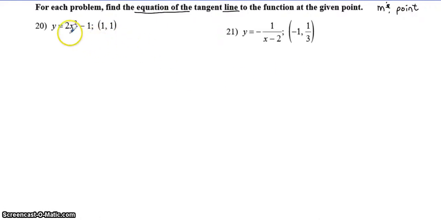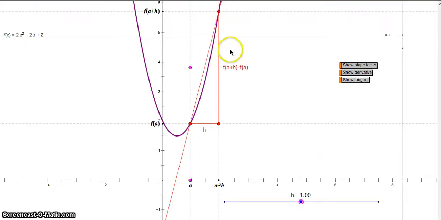Well, let's take a look at number 20. Okay, here's the point that the line's going to go through. We just need to find the slope of that tangent line. So let's go back to that other thing we worked on. Here was the slope of this line. By the way, this line that goes through the 2 points is a secant line. Remember, a secant on a circle intersects the circle in 2 points.